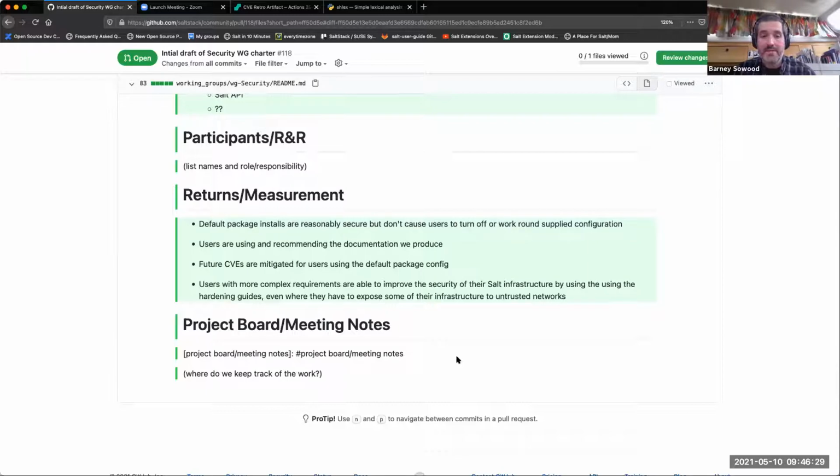Future CVEs are mitigated for users using the default package config. Obviously that's not always going to be the case, and we can't guarantee that in any way, but if we can increase the number of users who aren't affected by any particular CVE, then that would be great. And also reduce the severity of any effect.